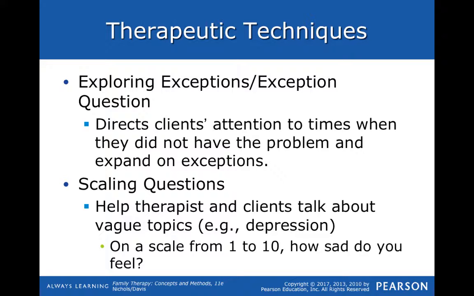And then scaling questions. Again, you can use this in a lot of different situations, but you would just ask them on a scale of 1 to 10, how sad do you feel? Sometimes I like to do it from week to week. Okay, last week you were a 4. On a scale of 1 to 10, where would you say you were this week? You can track progress, but it also helps you talk about some of the topics and why they would score themselves a 4 or a 7.